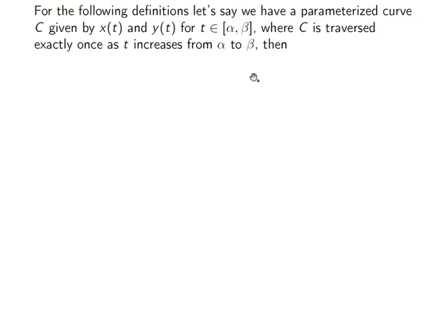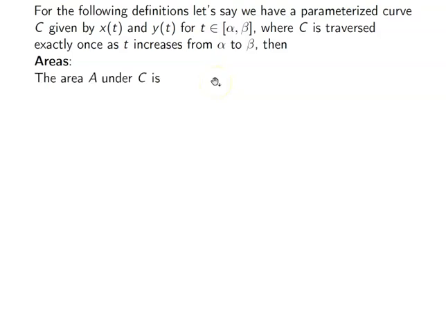Because of the way that parameterizations work, if I have a graph that is connected, like a circle, ellipse, or something like this, the bigger my range for the angles, the more times I traverse that object, right? So I can go around a circle 100 times if the angles are big enough, right? So here we're just assuming that we're going over once from alpha to beta.